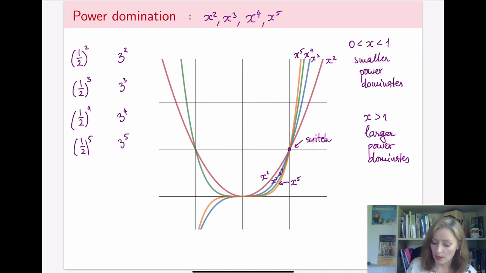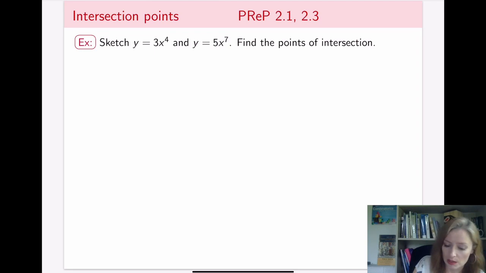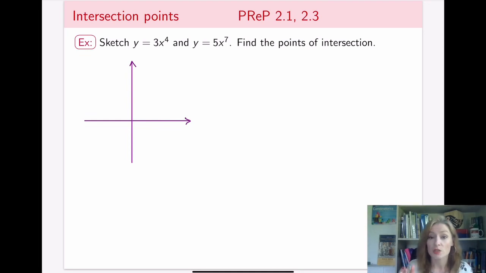Okay? So let's take a look at how that can help us when we have two different graphs, but they're not just power functions with coefficient 1 like we had here, but they actually have coefficients too. Okay, so we're going to sketch 3x to the 4th and 5x to the 7th, and we're going to find their points of intersection. Let's start with just a simple sketch and use what we've learned so far to guide us through what kind of shapes we're expecting to see and how many points of intersection we actually expect to see on the graph.